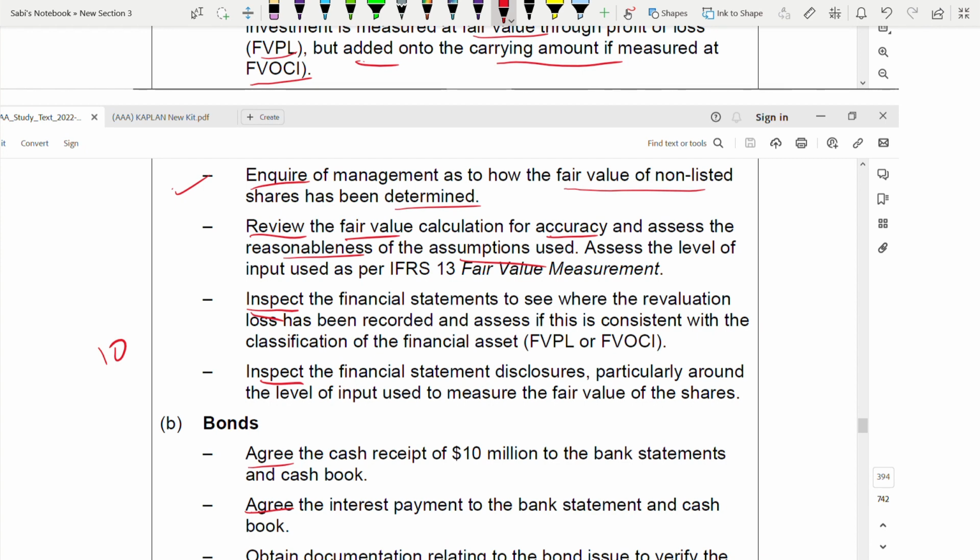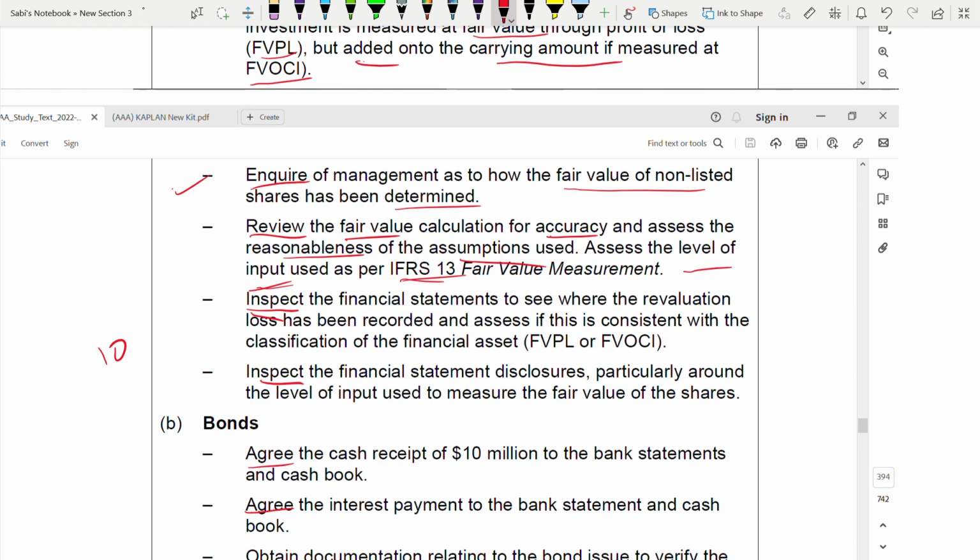Okay, repeat it. Which standard? IFRS 13. Assess the level of input used as per IFRS 13. To know this also, you have to go back to my SPL lecture on IFRS 13. Briefly, I will explain it here. IFRS 13 says there are 3 levels to measure fair value. Level 1, level 2, level 3.